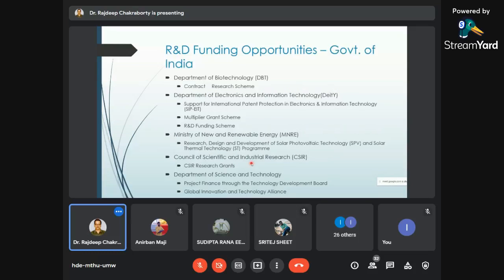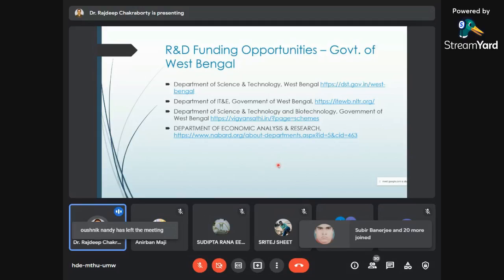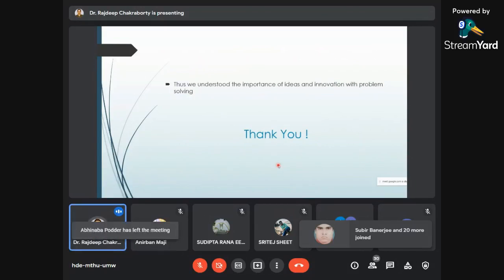Okay. Next comes the R&D funding opportunities. One is application development, one is research and development. Obviously, research is for application. So for R&D funding, there are many departments available in the Government of India, like biotechnology, renewable energy, Council of Scientific and Industrial Research, Department of Science and Technology, all these things. And in West Bengal, we also have some funding agencies like Department of Science and Technology, Department of IT&E, Department of Biotechnology and Department of Economic Analysis and Research, and many others. Okay. So finally, we understood the importance of idea and innovation. And obviously, the main requirement is problem solving.